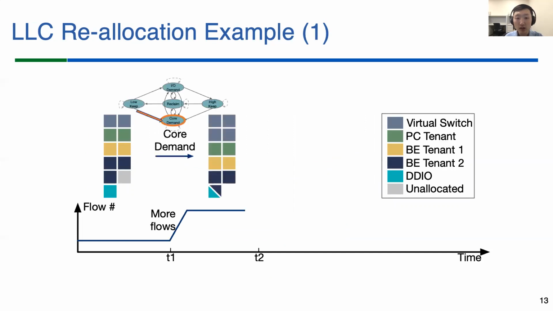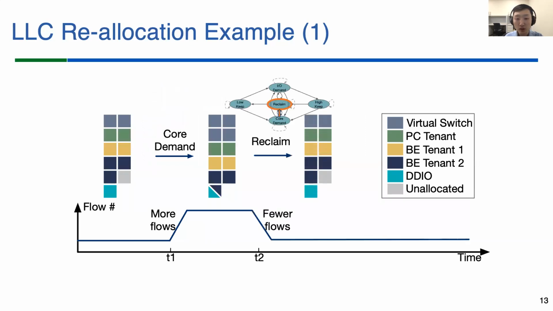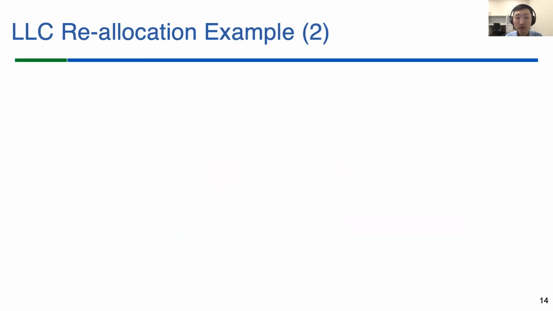Later at T1, we increase the flow count in the incoming traffic. This leads to more space required by the virtual switch since it needs to store more flows in its forwarding table. Hence, IAT enters the core demand state and allocates more ways to the virtual switch's core. At T2, we reduce the flow count, and since there's no need to maintain the big forwarding table, IAT enters the reclaim state and reduces the virtual switch's LLC portion.